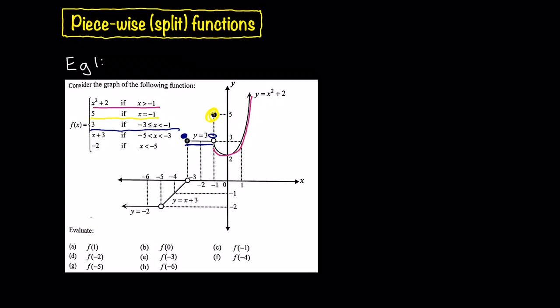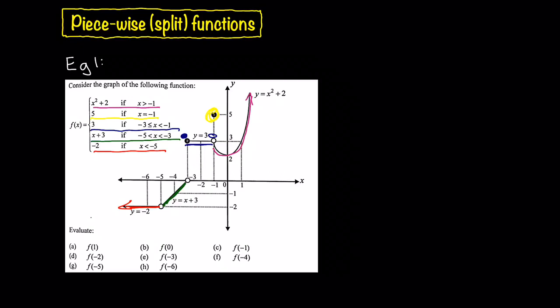Then we have f of x equals x plus 3 if x is between negative 5 and negative 3, not including, so that's that portion that I've highlighted in green. And lastly, f of x is equal to negative 2 if x is less than negative 5, so that's this portion here and carrying on to negative infinity. Okay, and then off at the other end of the graph, this graph carries on to positive infinity.